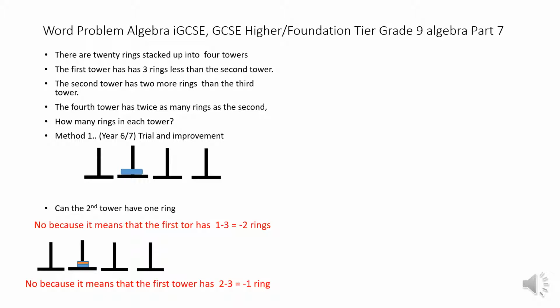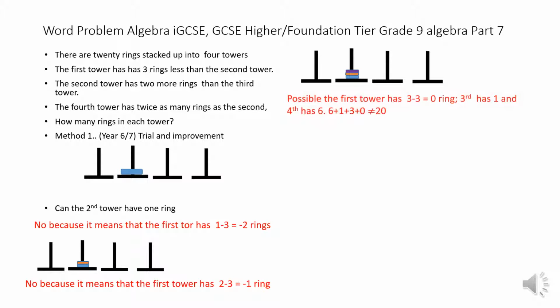Right, so now we try 3 rings in tower 2, which is this one here. The same process again. If we have 3 rings in tower 2, it follows that for tower 1, you're going to have 3 minus 3, which will give you 0. So it's quite possible to have no rings at all in tower 1. So that's a possible solution.